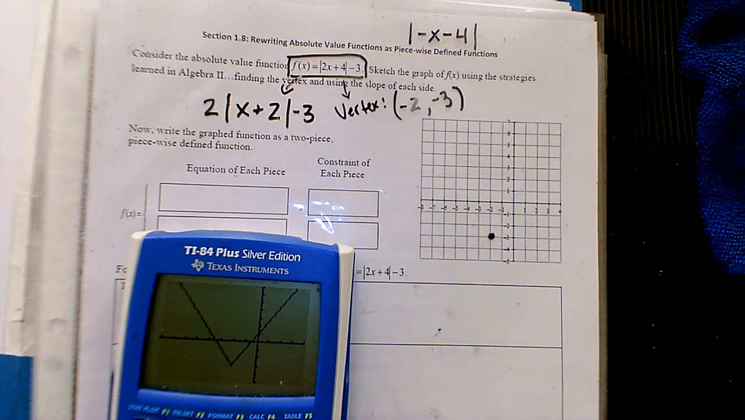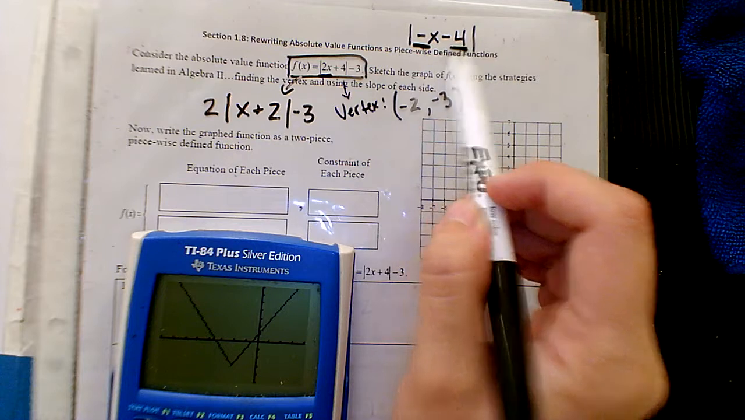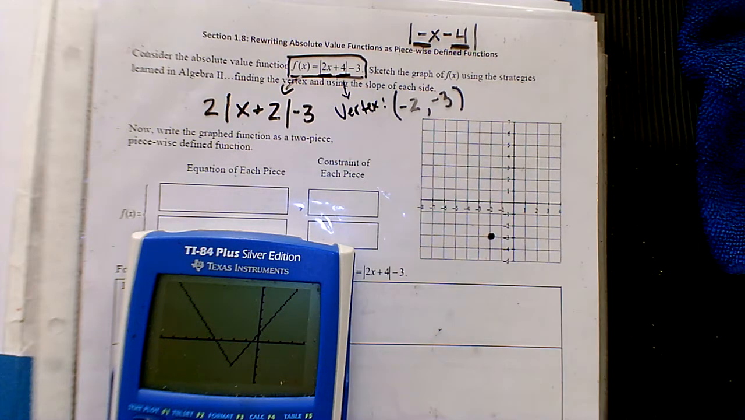So the inside is always tricky. Not only does it do the opposite of what we would think it would do, but if there's something in front of the x, that's also affecting the left or the right motion. Okay, a little tricky there.